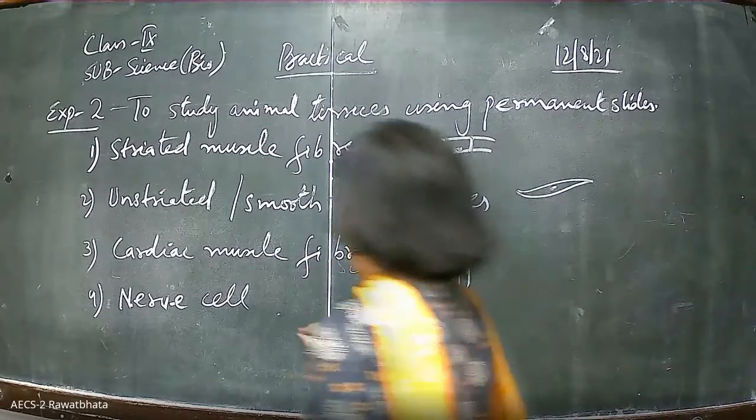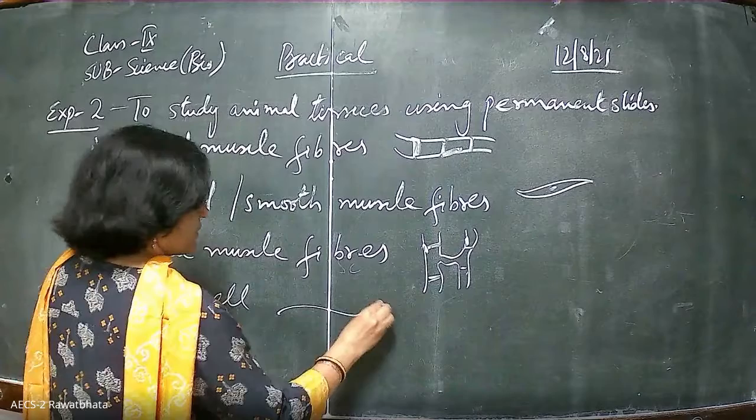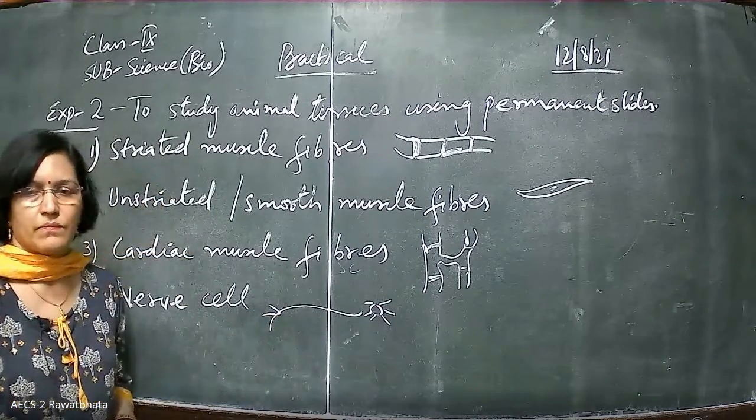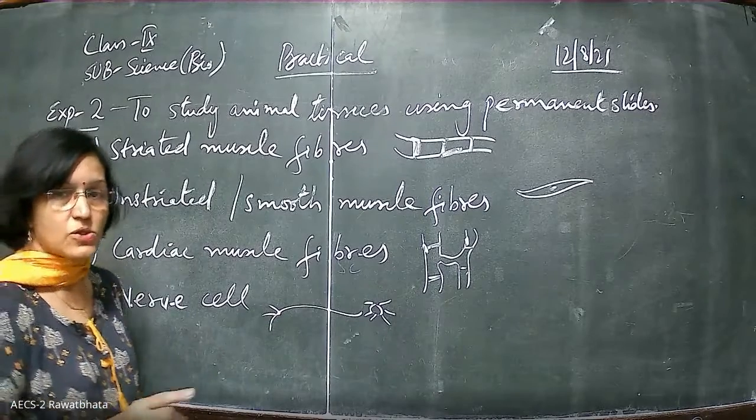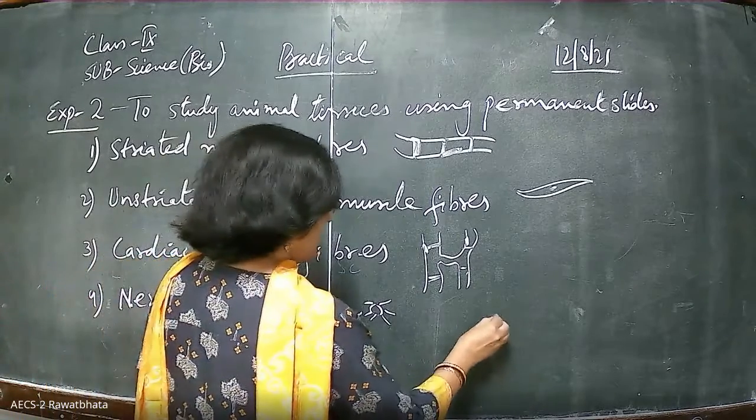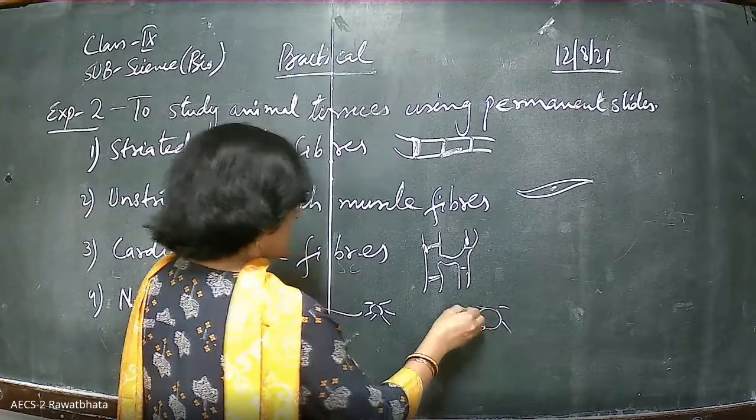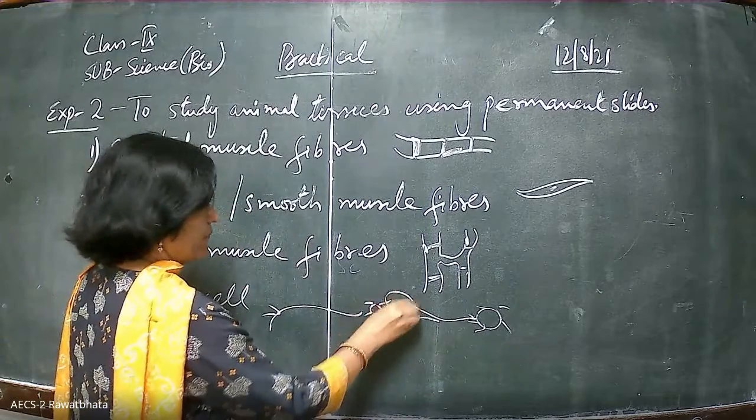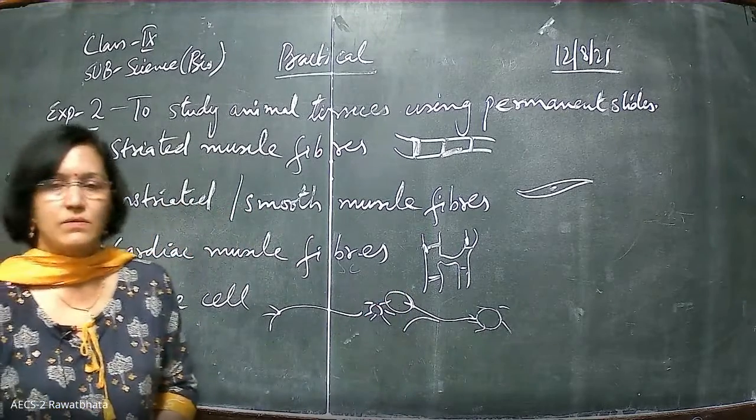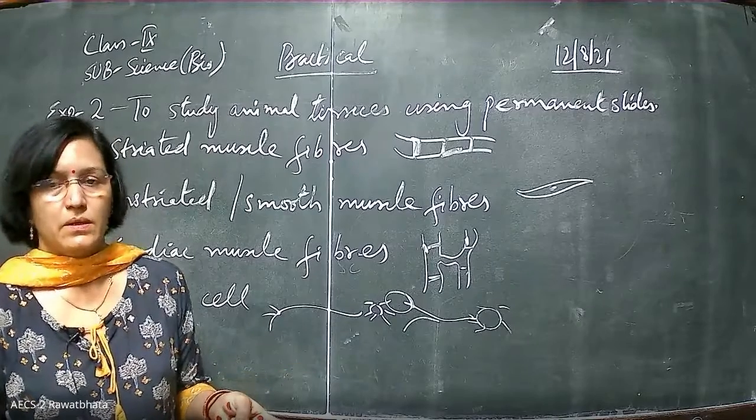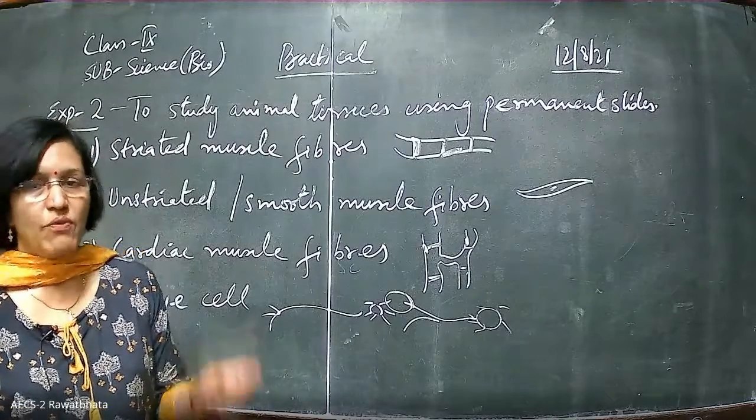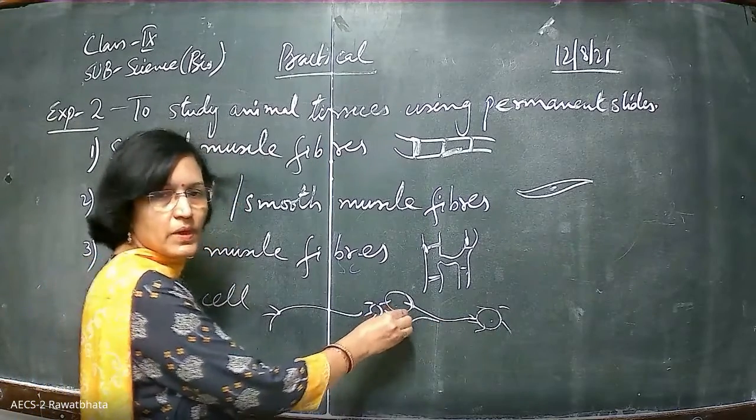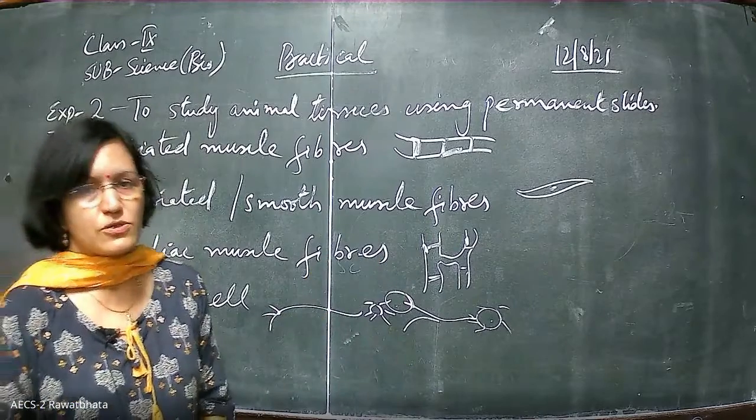Nerve cell, long thread-like. Cyton, axon, and nerve endings. Here we have covered in case of nerve cell that one cell connects with the other one, nerve ending of one connects with the dendrites of the next, and the nerve impulse, the information always will flow from head to tail. That is cyton to axon.